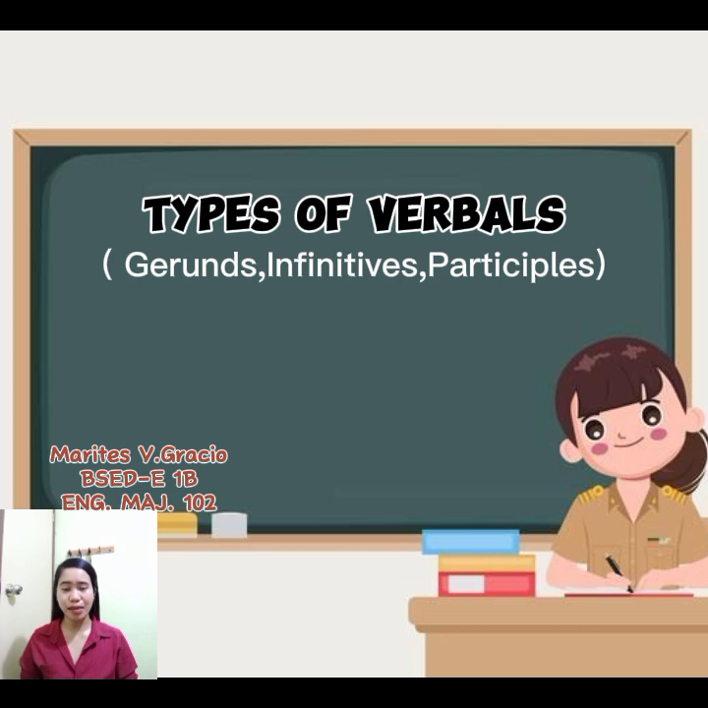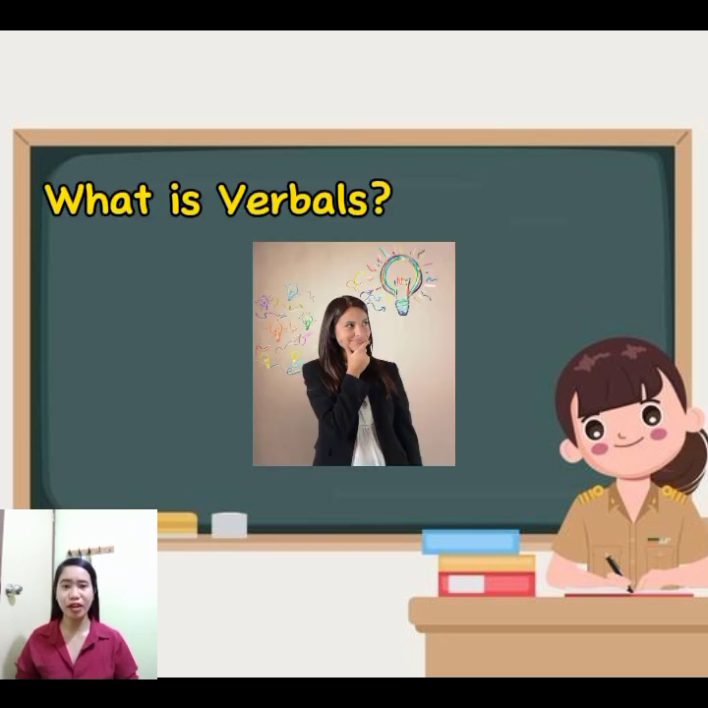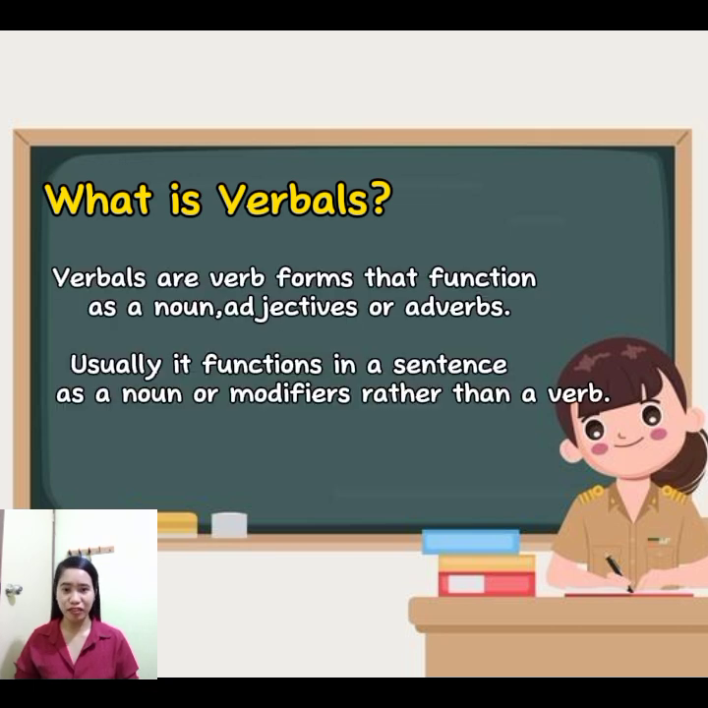Today I'll be discussing verbals. Verbals are composed of three types. These are the gerunds, infinitives, and participles. But before anything else, allow me to first define what verbals are. To define, verbals are verb forms that function as nouns, adjectives, or adverbs. Usually they function in the sentence as a noun or modifier rather than a verb.